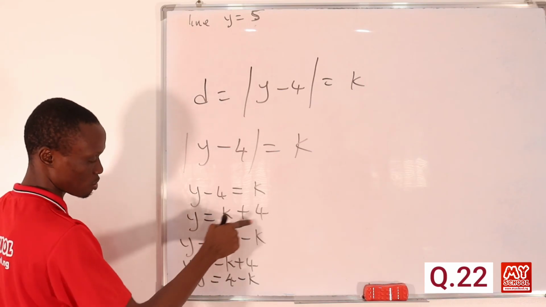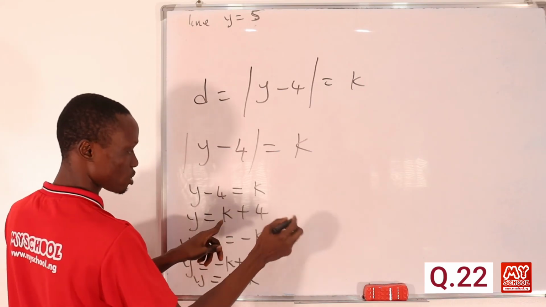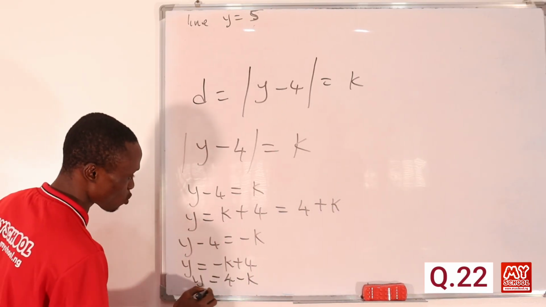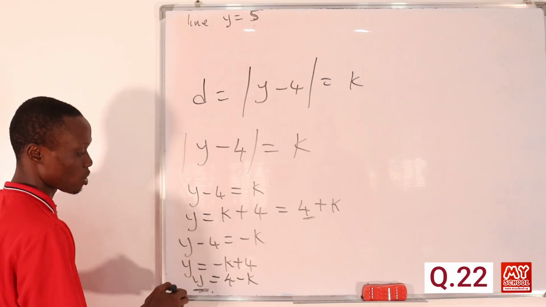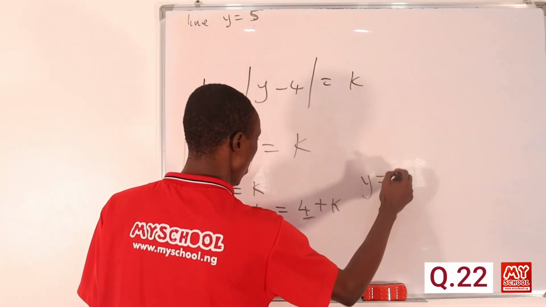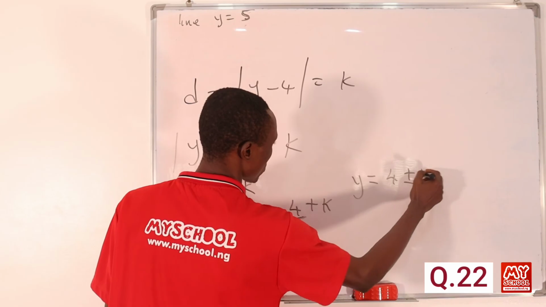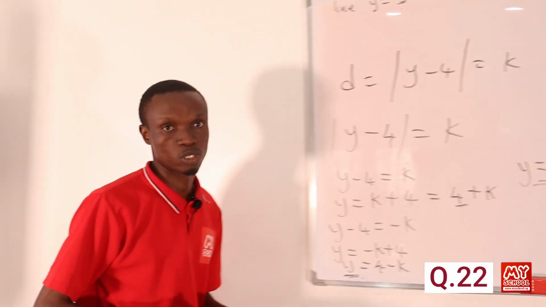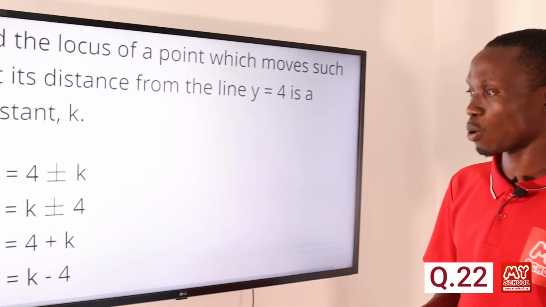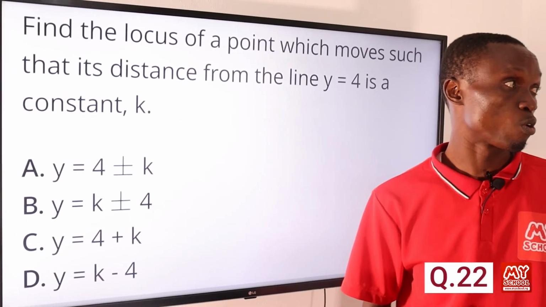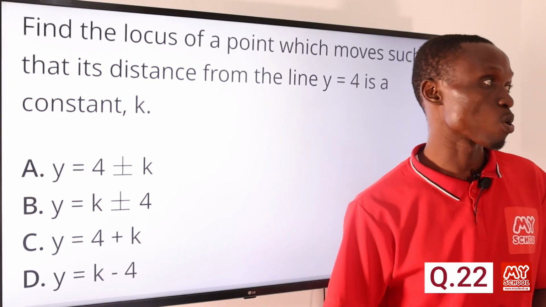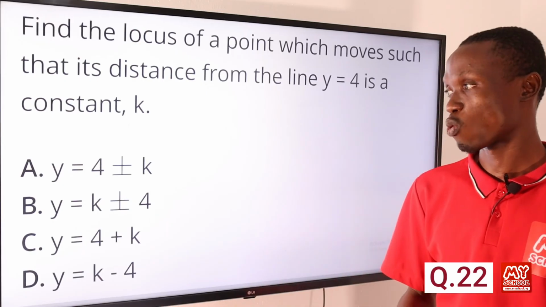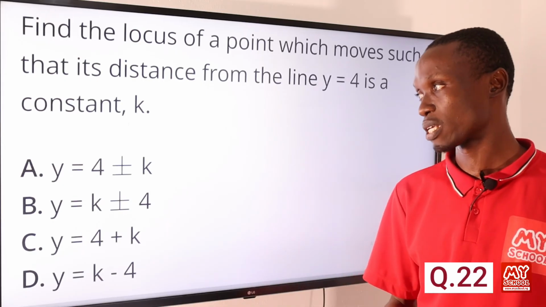Okay, of course, we can still rearrange it. If we rearrange this, nothing changes, so we'll be having 4 plus k. Okay, so if we combine these two values of y, we'll be having y equals 4 plus or minus k. Okay, so let's return back to the screen to pick the correct answer to this question. Okay, so from our calculation, we got y equals 4 plus or minus k, and that agrees with option A. y equals 4 plus or minus k.